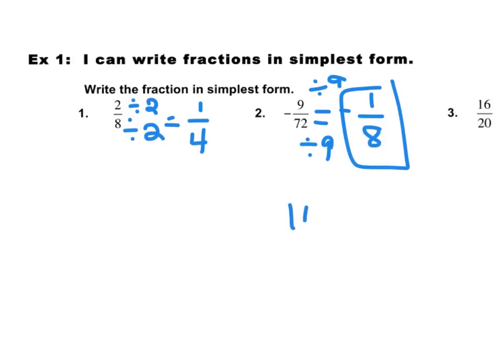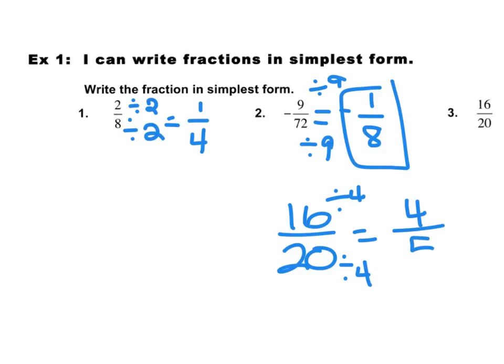Let's write our 16 all over 20 down here. Is there a number that can go into 16 that can also go into 20? That is 4. So I'm going to divide the top by 4 and the bottom by 4, and I'm going to end up with 4 all over 5. There isn't a number that can go into 4 that can also go into 5, so we know that it's in simplest form.